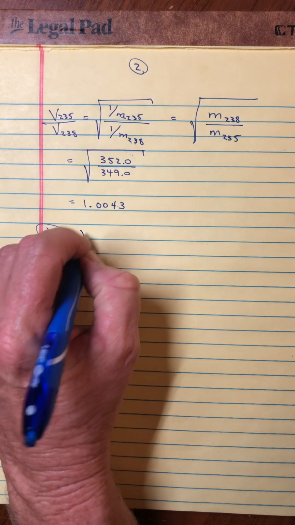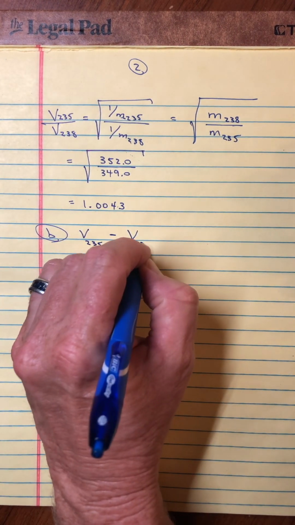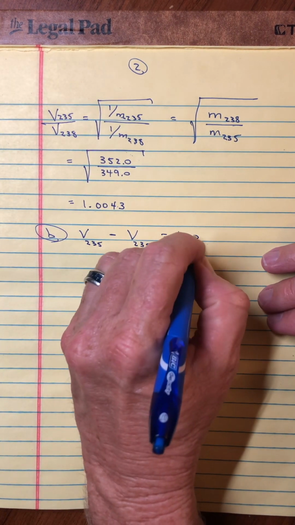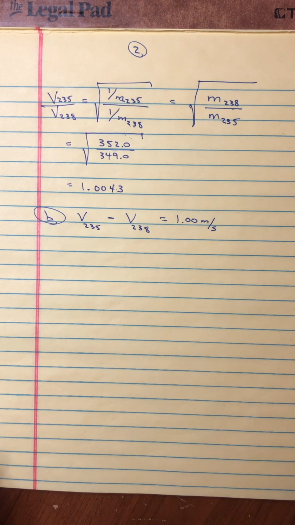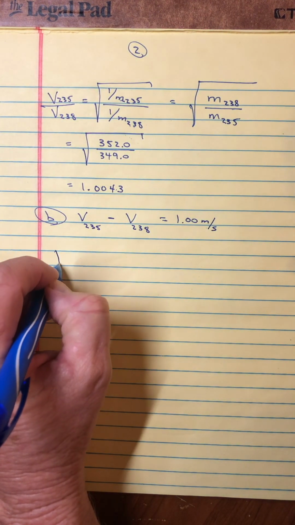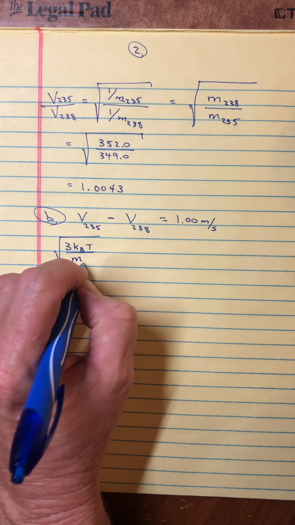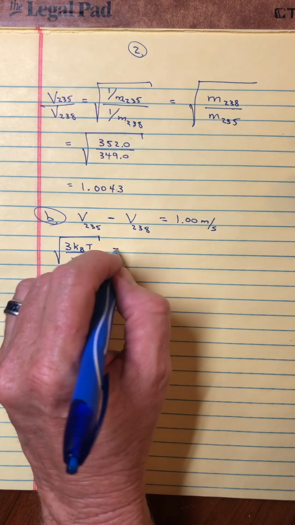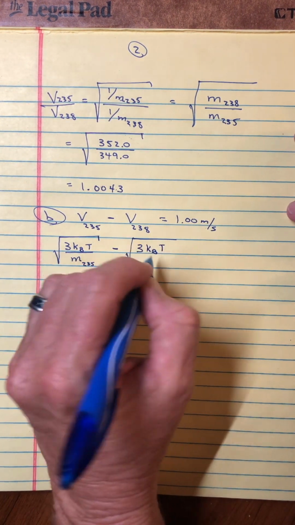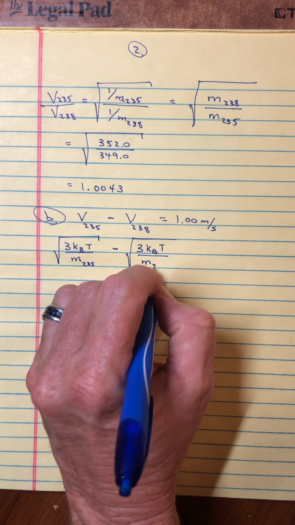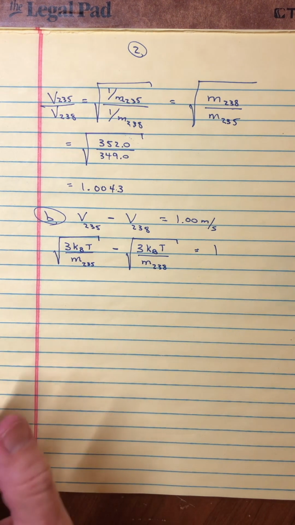So I guess I would do this. The velocity of the 235, which would be the fast-moving one, minus the velocity of the 238, that's the little slower one, let me set that equal to 1 meter per second. That's the kind of the thinking behind this. And then I'll just, again, use this equation. So this would be the square root of 3 times Boltzmann's constant times the temperature over the mass of 235. Then let me subtract the square root of 3 times Boltzmann's constant times the temperature over the mass of 238. And again, that's supposed to equal 1. That's kind of the design here. What temperature is that?